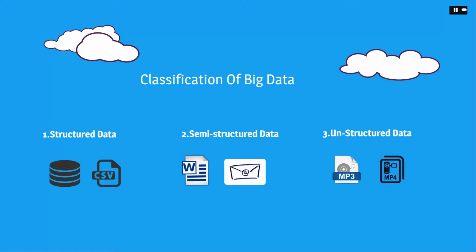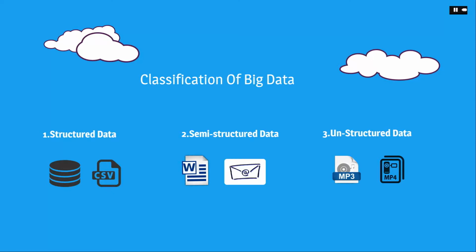Now let's classify big data. Big data can be classified into three types. First one is structured data. Data that has a proper format associated to it is referred to as structured data. For example, the data that is present in databases, CSV files, and Excel sheets can be referred to as structured data. Next one is semi-structured data.